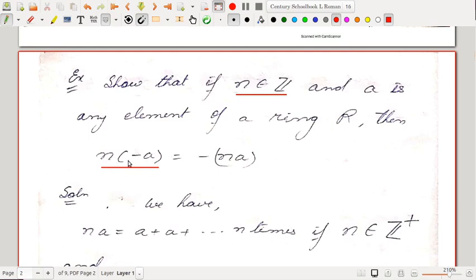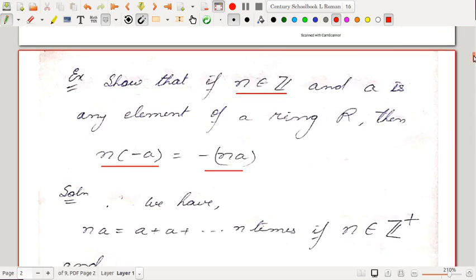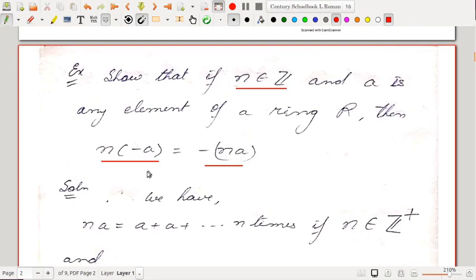That means minus a is added n times, which is equal to minus of n a. That means this minus can be taken outside. So by the definition of ring, we have this natural result. This is the result we have been using since our childhood. But here we need to prove it because we have defined a new structure using some fixed definition.